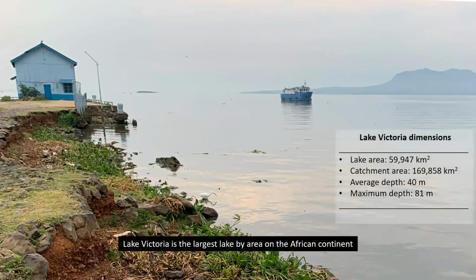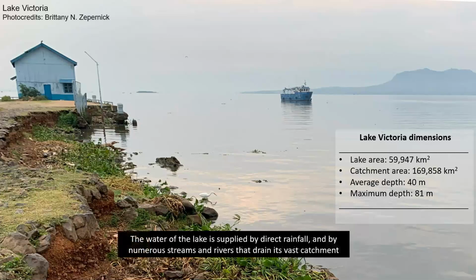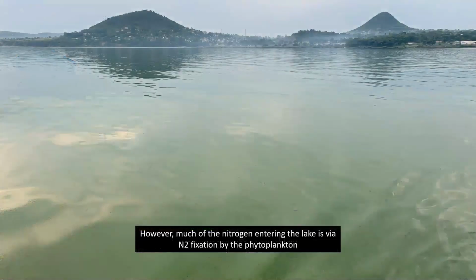Lake Victoria is the largest lake by area on the African continent and is a key resource for the 45 million people who live in the Lake Victoria Basin. The water of the lake is supplied by direct rainfall and by numerous streams and rivers that drain its vast catchment. However, much of the nitrogen entering the lake is via N2 fixation by the phytoplankton.